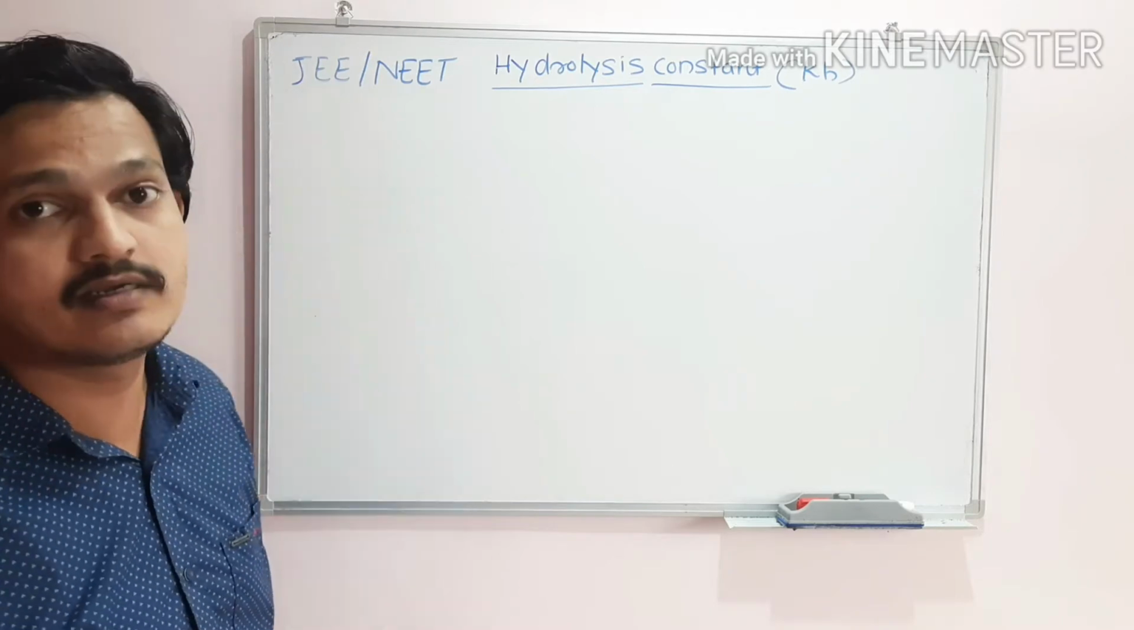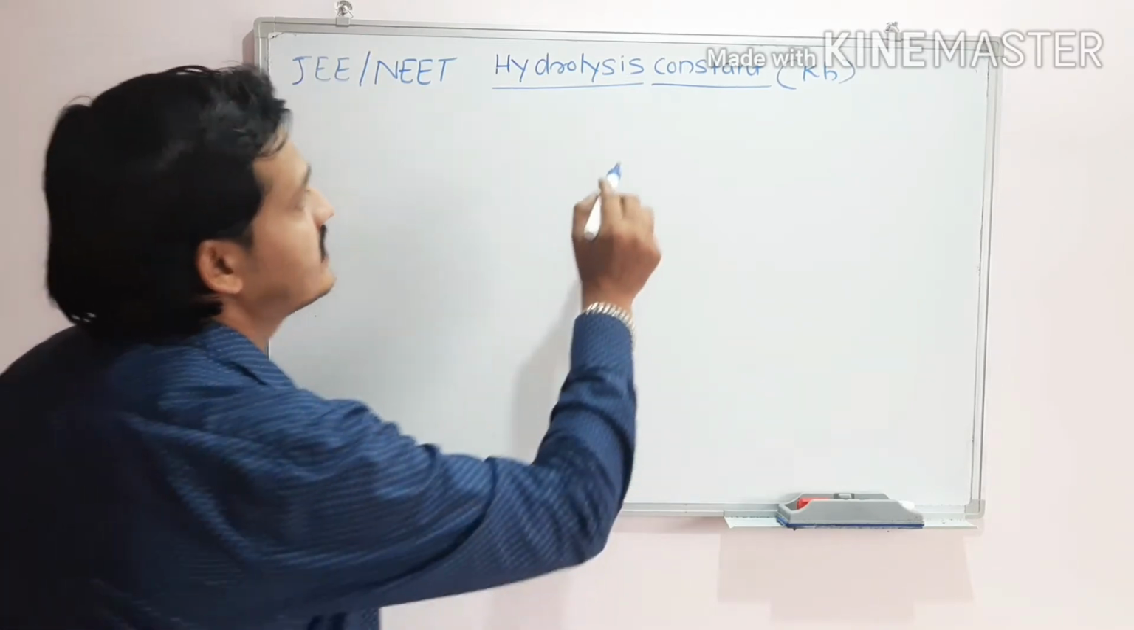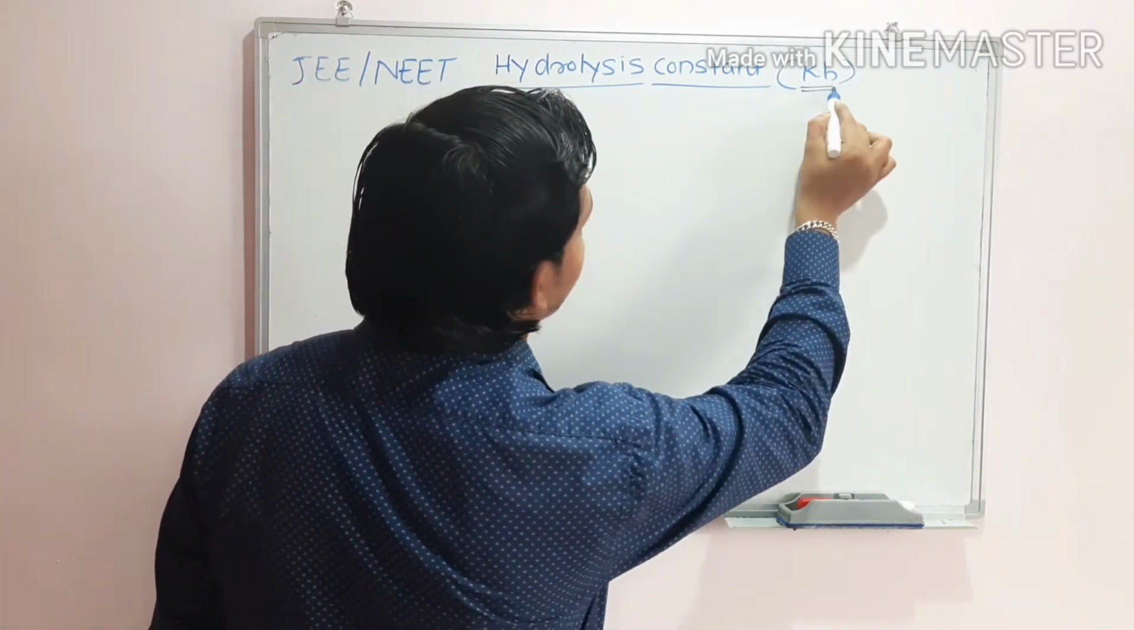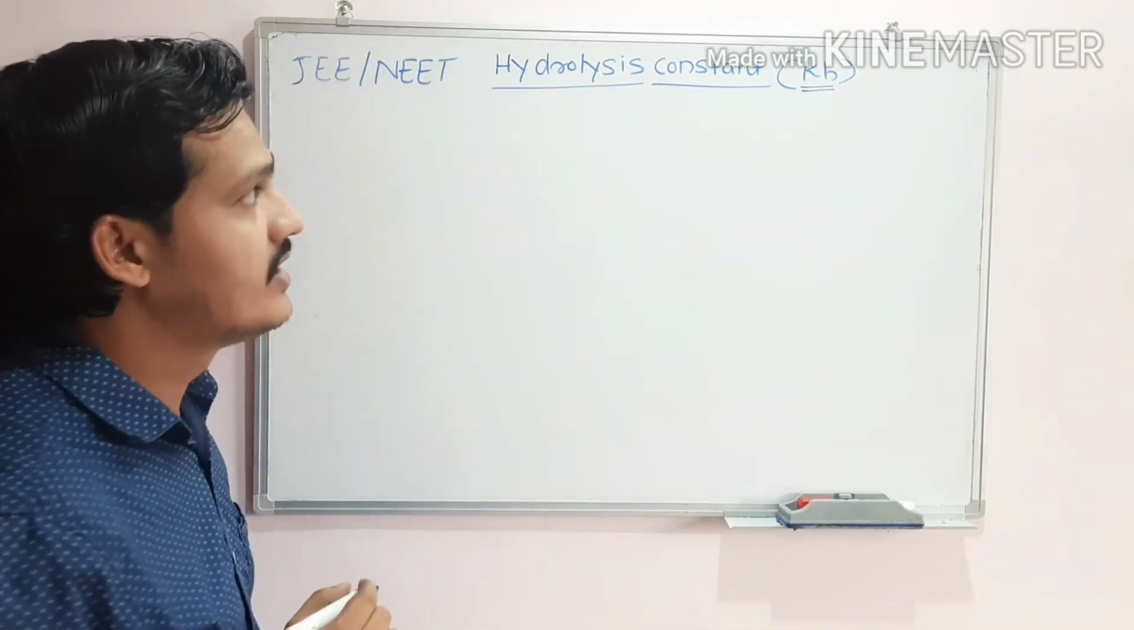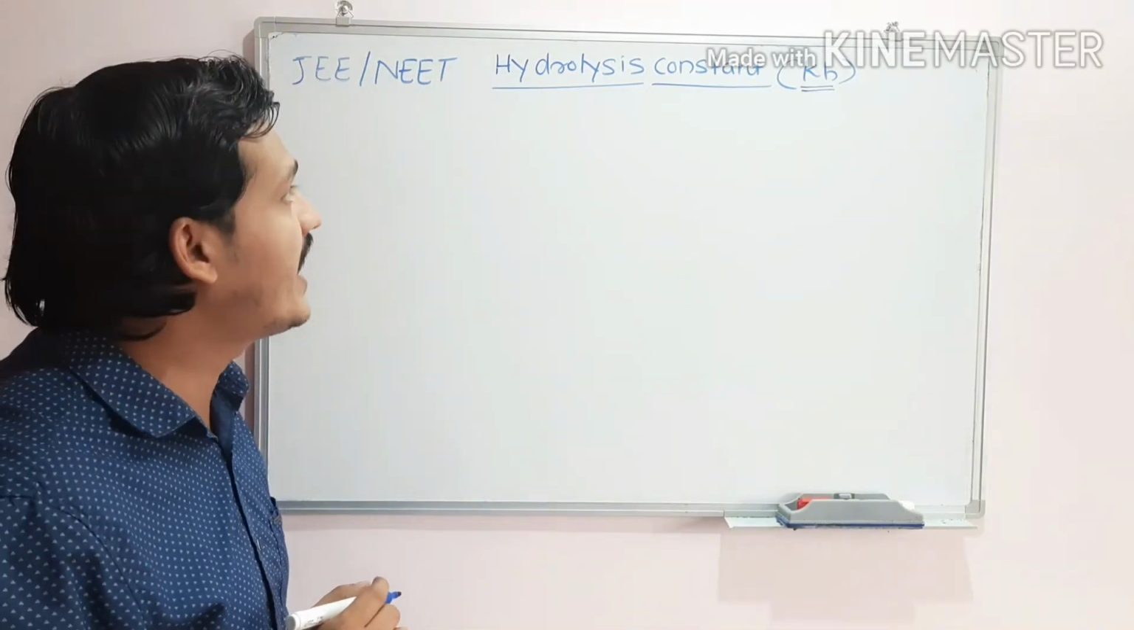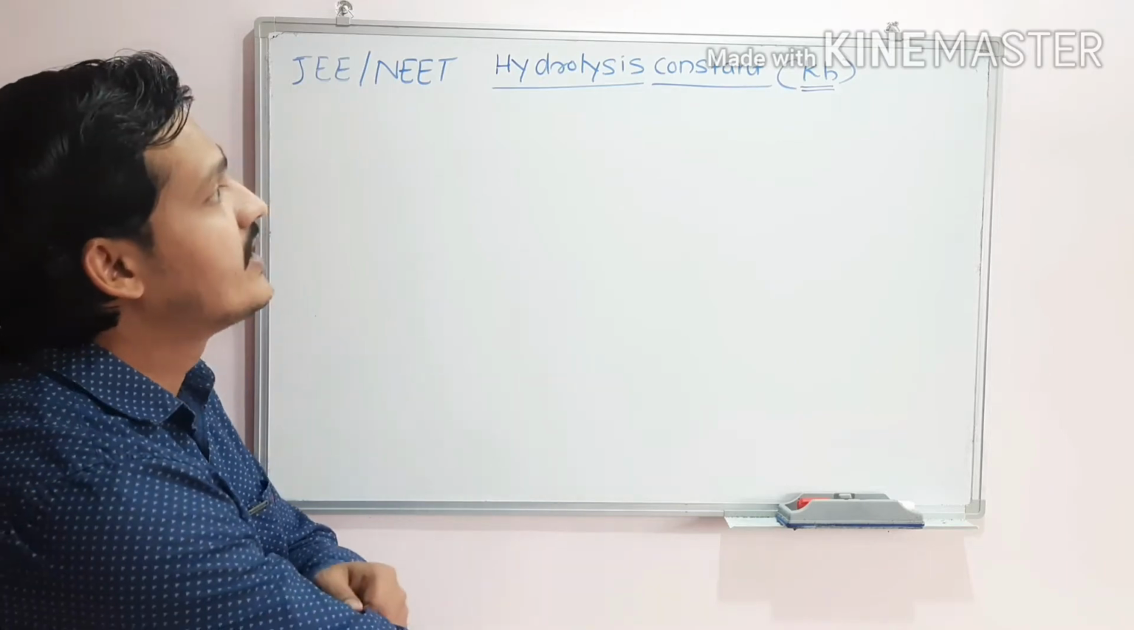JEE and NEET point, that is hydrolysis constant, symbol KH. We have to find hydrolysis constant, that is KH.